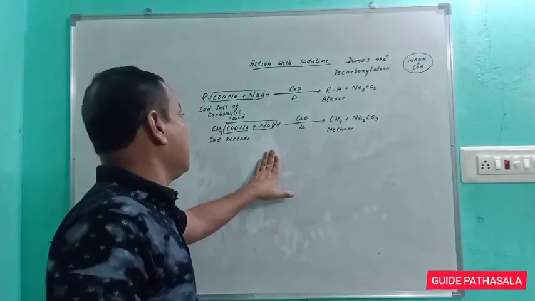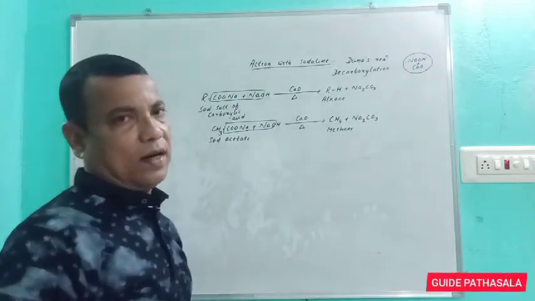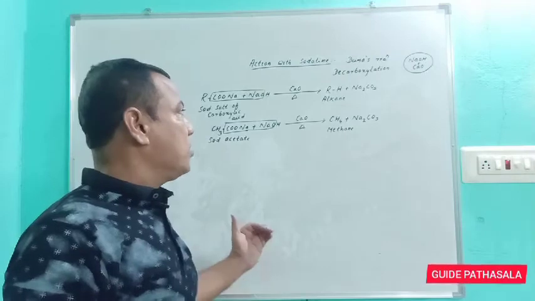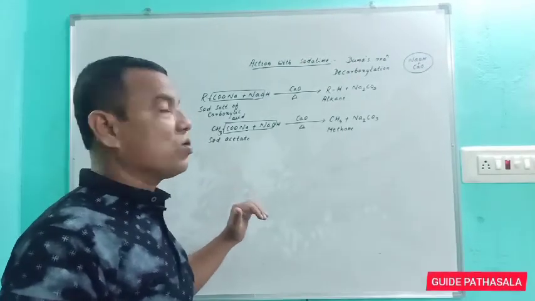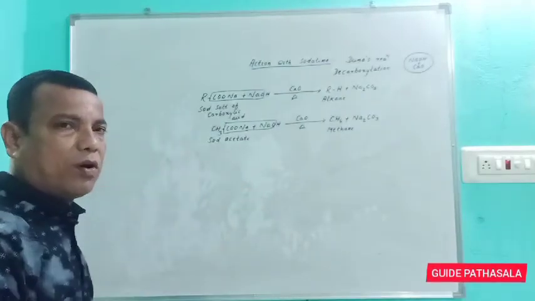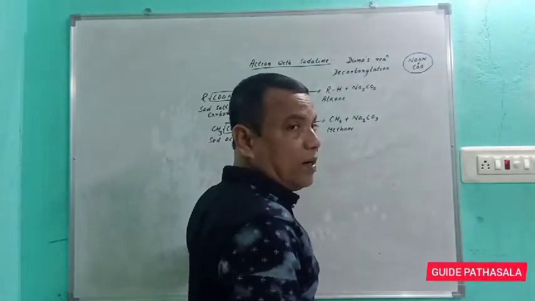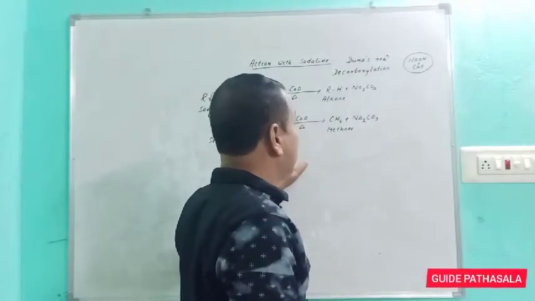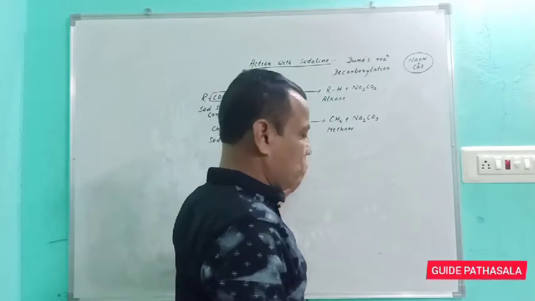Sodium hydroxide reacts with sodium acetate in presence of calcium oxide. The presence of calcium oxide only prevents the hygroscopic nature of sodium hydroxide. In order to check the hygroscopic behavior of sodium hydroxide, lime is added with it. So soda lime is used in Dumas reaction. It is your reaction with soda lime.